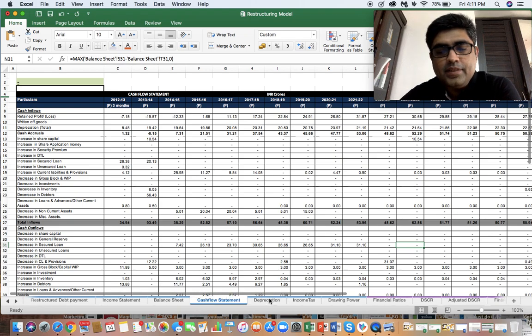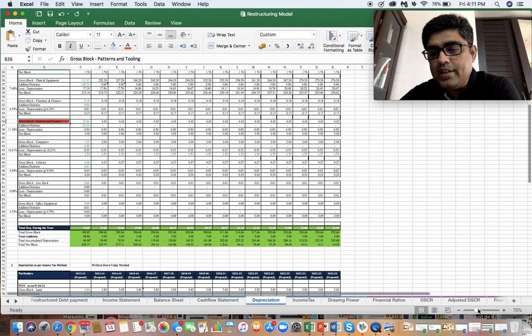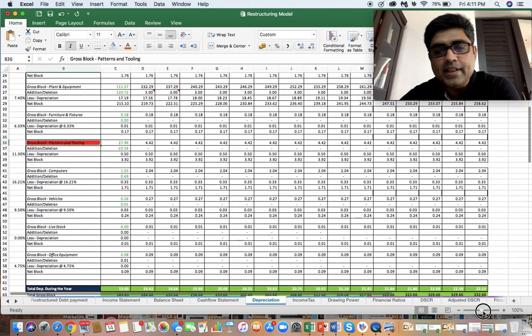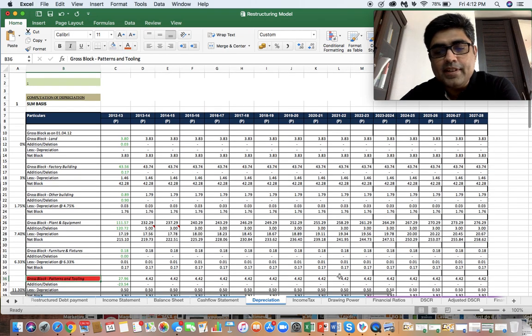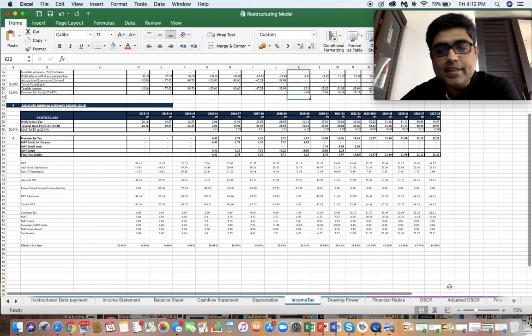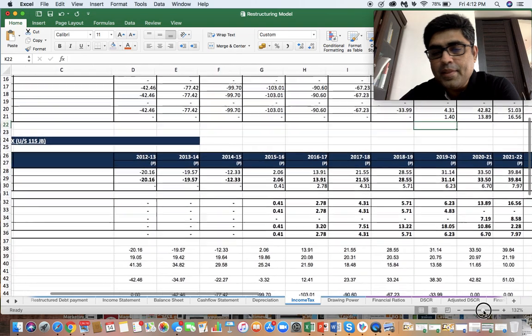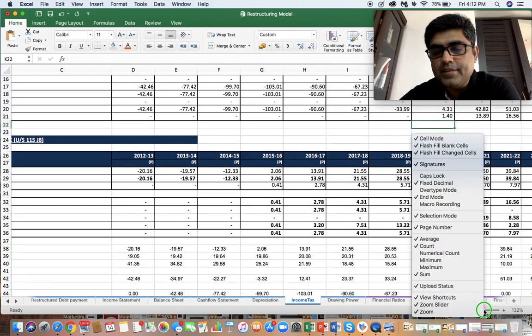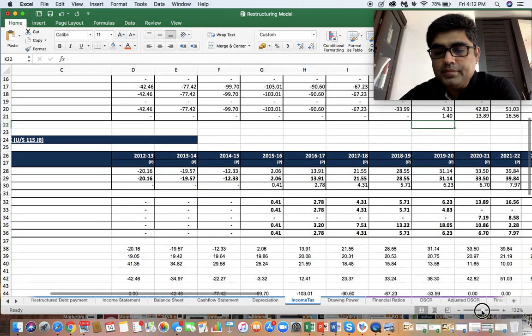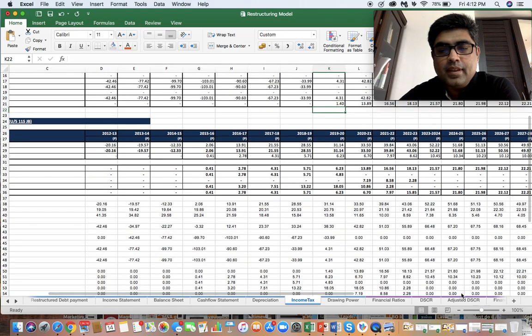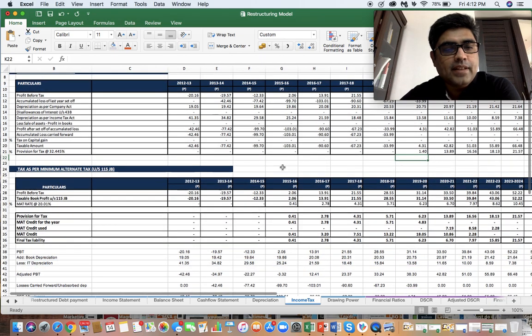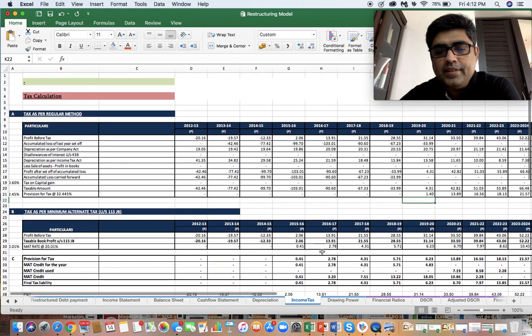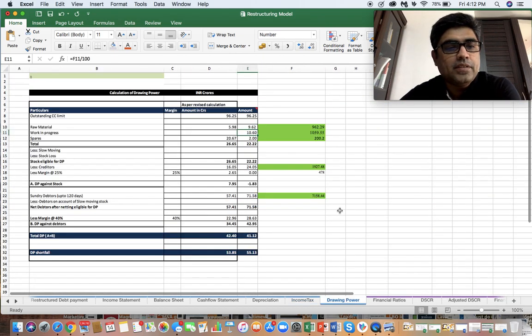Then the sheet around depreciation. Whenever you are doing the financial statement calculation, there would be certain figures which would be coming up. One of them is depreciation. Then comes the income tax section, then you have income tax calculation over here. Then you have the drawing power calculation.